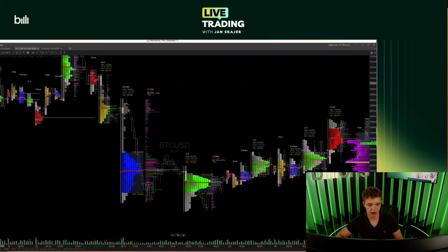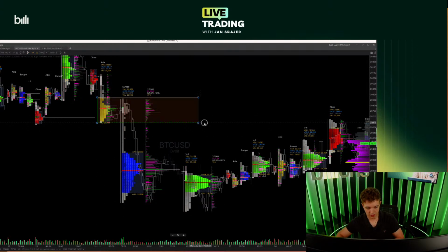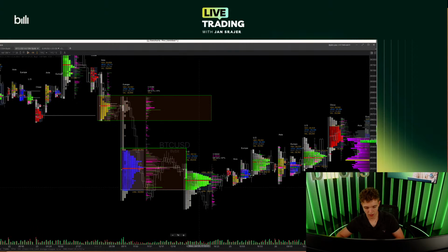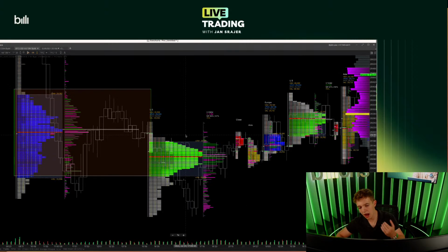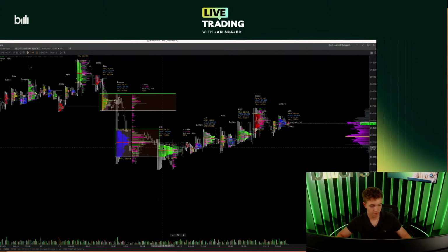This is another one, right? So you see that here you have the Asia session value area pretty clearly below the level right here. So I was calculating how likely it is that the US session will also close below it. For example, one of the things that you can do.